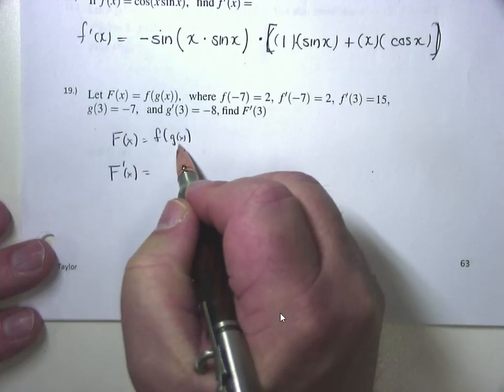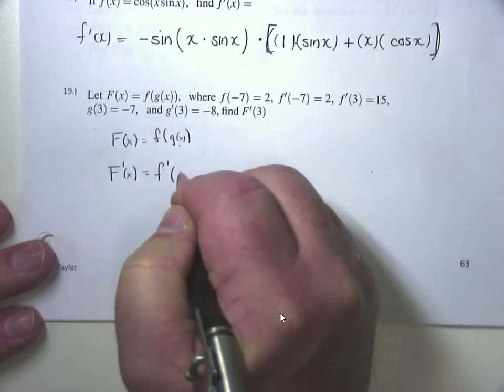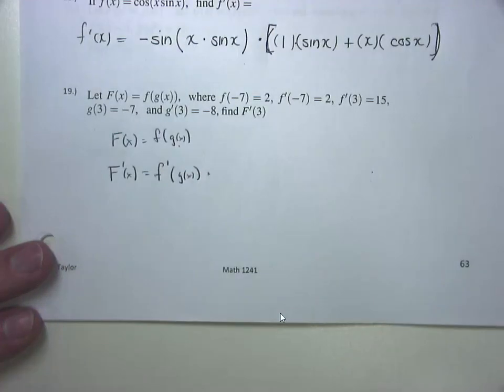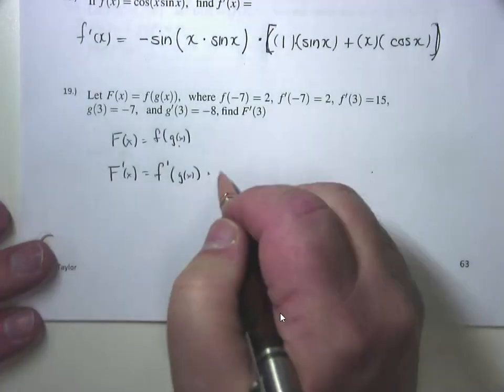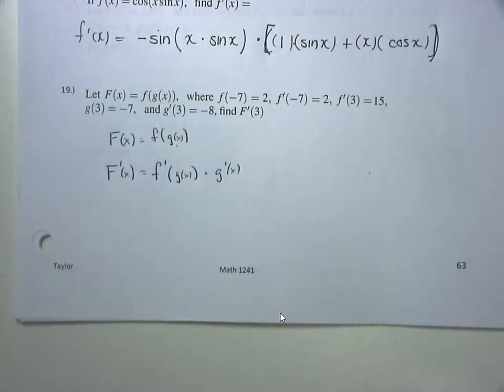That's chain rule. Derivative of the outside, that'll be derivative of f. The inside, g of x, stays the same, times the derivative of the inside. Well, the inside's g of x, so the derivative of that would be g prime of x. So that's actually the rule, if you go check your book, of what they call the chain rule. F prime of g of x times g prime of x. Derivative of the outside, inside stays the same, times derivative of the inside.